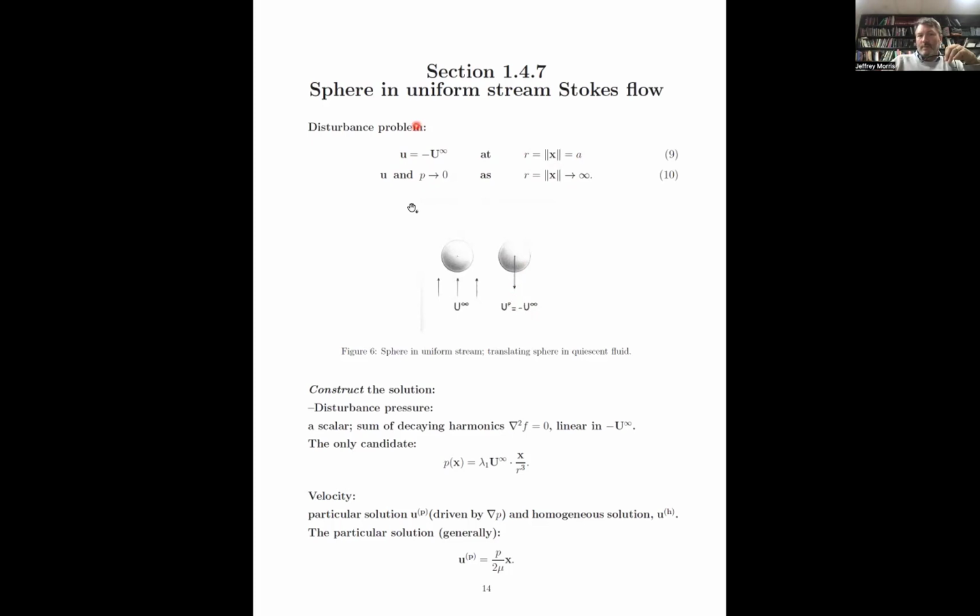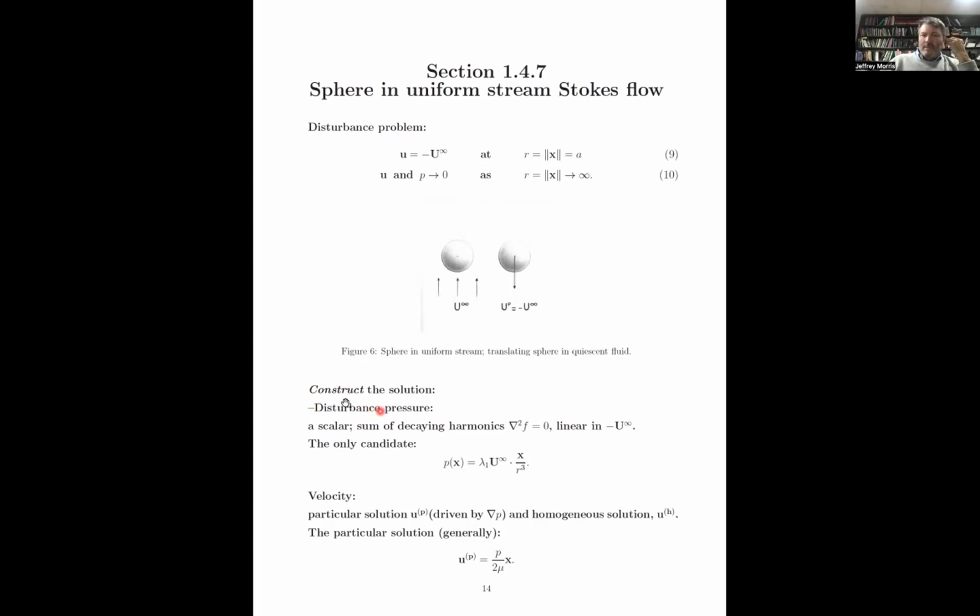So the disturbance problems are much easier to solve in the usual way because they're homogeneous at infinity and you apply a boundary condition on the body. There are many ways to solve these problems. There are linear PDEs, and lots of ways in terms of separation of variables and dealing with the harmonics. But I want to construct the solution because I think it brings out a little bit of physics here.